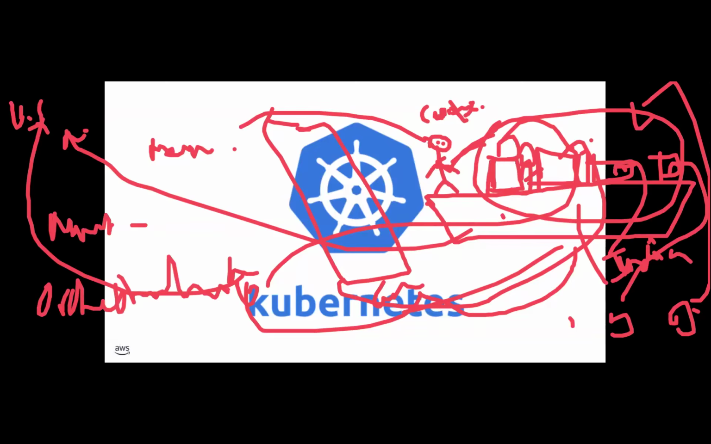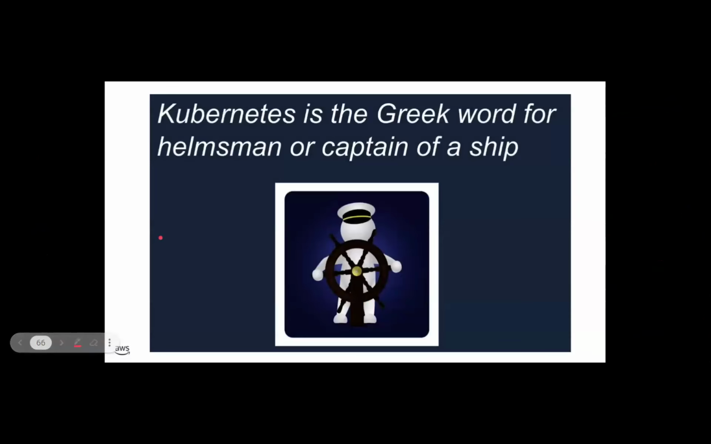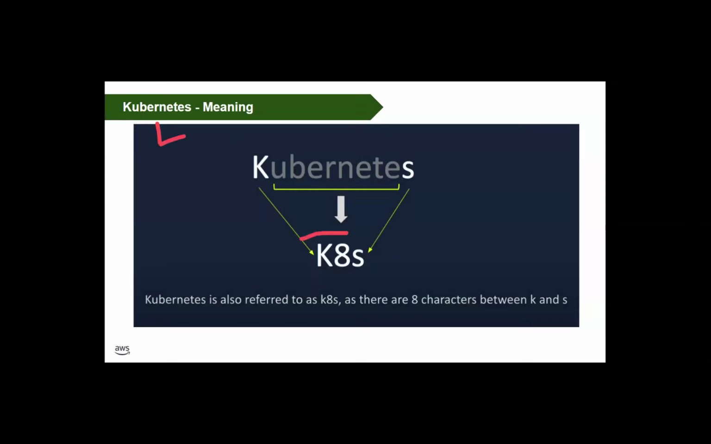Kubernetes is the one that is managing the containers. That is called Kubernetes orchestration. Now, Kubernetes is the Greek word for helmsman or captain of a ship, like the steering wheel of your ship. We also call Kubernetes K8s. K8s means there are 8 letters between the K and the S.